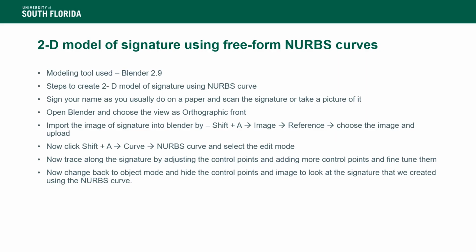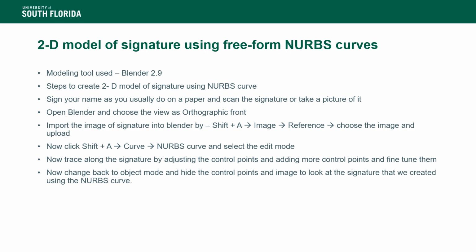2D model of a signature using a freeform NURBS curve. We modeled our own signatures using freeform NURBS curves. For this, we have used the modeling tool Blender version 2.9. The steps to create a 2D model of a signature using a NURBS curve are the following.